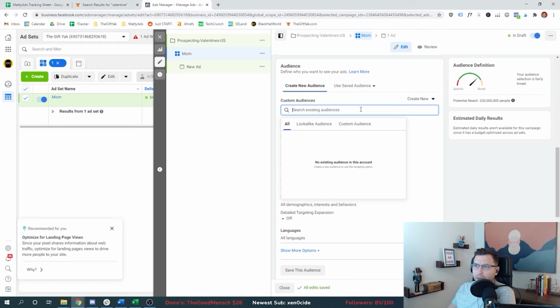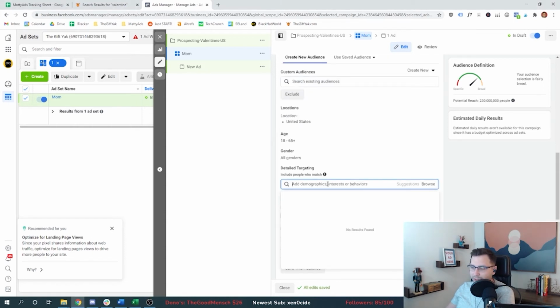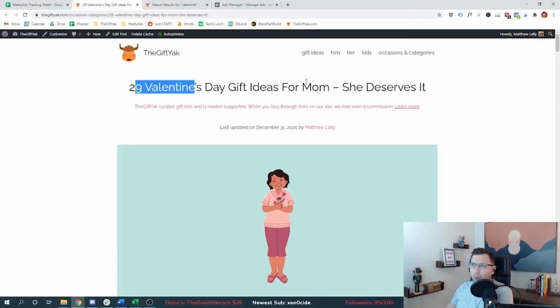And then custom audiences you can go into. This is if you have a lookalike set up. As soon as I get some really good data, I'm going to build a lookalike audience and start targeting. So this is where you're able to layer in some other targeting based off of your needs. So let's think about the audiences that we need to reach here. This is one of the articles. We're trying to find people who have moms and are interested in Valentine's Day.